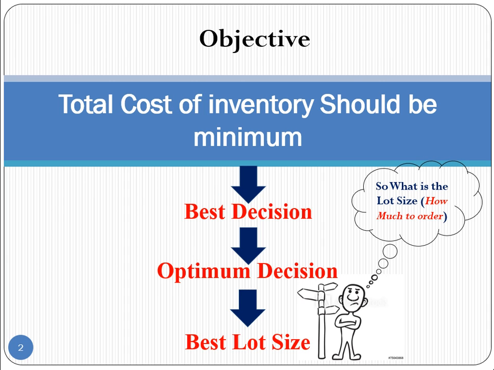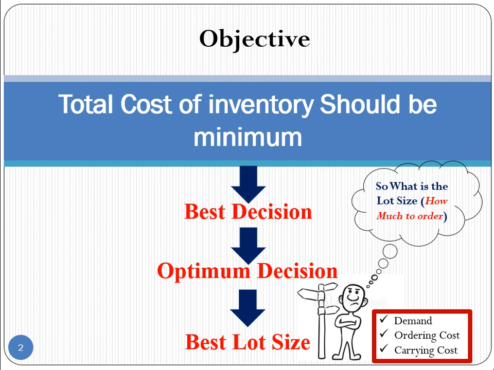The optimal decision means the best lot size we are going to select, and the lot size means how much quantity we are going to order, and quantity means how many units we are going to add in a lot size. And these three things are not in our control. In our control is only the number of units, and this demand, ordering size, carrying cost. Why these things are not in our hand, I have already discussed in the previous video.